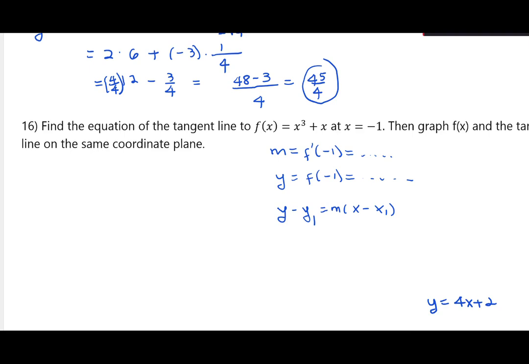So for this one, again, you're going to find the slope by finding f prime of -1. You're going to find the y-coordinate by plugging -1 into f of x, and then use this equation to finish the problem. And so that you can check later on, your answer should be y equals 4x plus 2. And next, we're going to look at derivatives involving trigonometric functions.